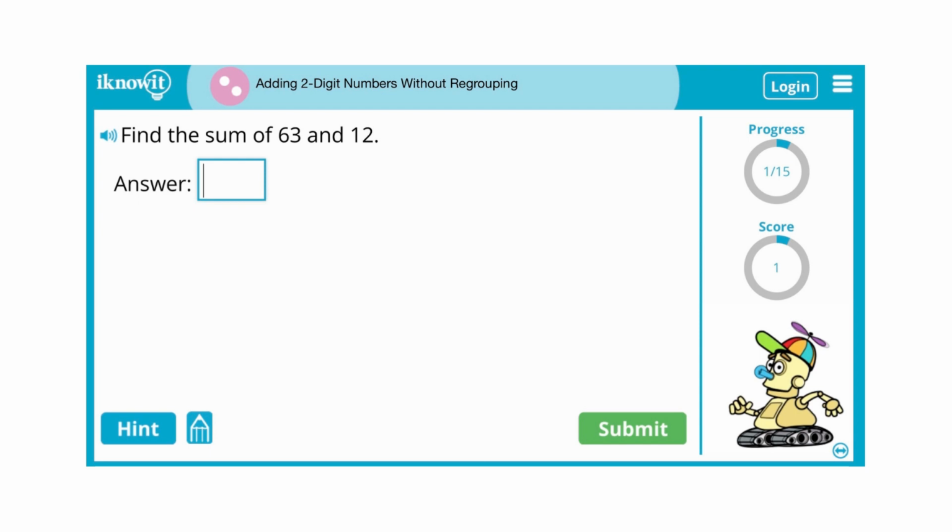For this problem, I'm going to use the strategy of breaking our numbers down by their place value. So I would break 63 into 60 and 3, and 12 into 10 and 2. Then I would add straight down. So 60 plus 10 is 70, and 3 plus 2 is 5. This means that the correct sum or answer would be 75. Now you guys try to power up your robot and do some problems on your own.